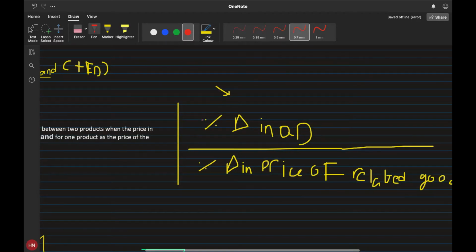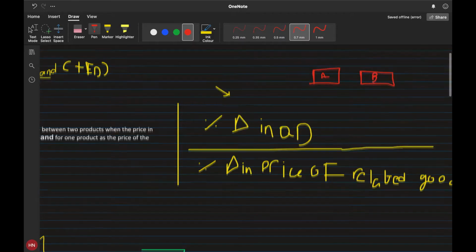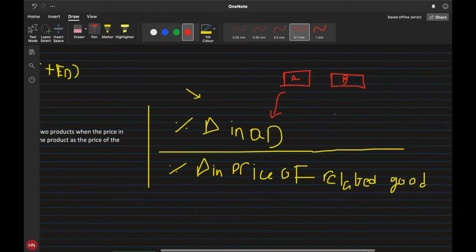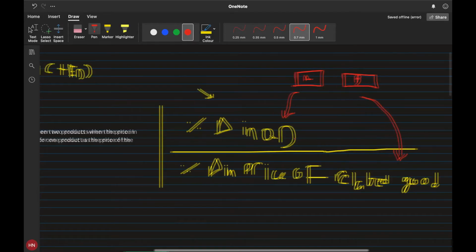Percentage change in QD. QD is of the good in question. So let's say you have good A and B, and these two goods are related, either they are substitutes or complements. I'll explain what that means later on. But we have two different goods, A and B. So let's say this represents the QD of A, and since the denominator represents a percentage change in price of a related good, then this can be the change in price of B. This is what the formula means.